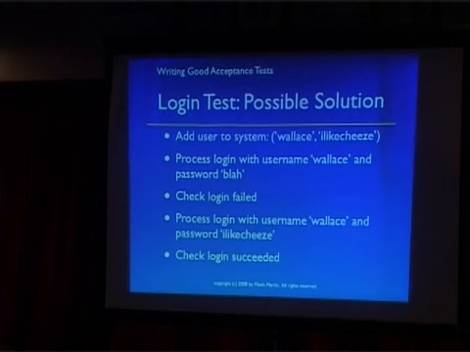So this might be a more acceptable form of that test script. So we'll add a user to the system whose name is Wallace and I like cheese. Process the login with username Wallace and password blah. Now those do not match these credentials, so we check that the login failed. Then we process the login again using the real username and the real password, and we check that the login succeeded. So you can see that we're building a testable environment. We're operating here, and then checking the results. We're avoiding implementation details, but yet we're being specific. We're using concrete examples in our tests.